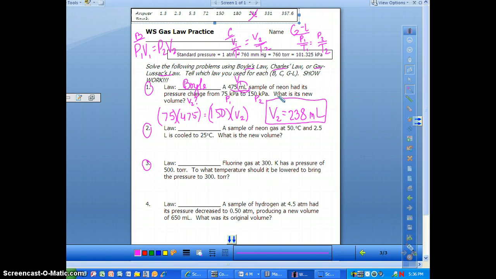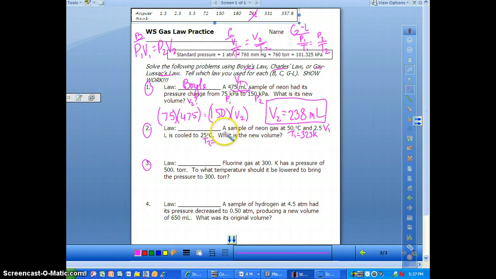Okay, now we're going to look at number 2. We have a sample of neon gas at 50 degrees Celsius. That's our T1. It has 2.5 liters for its volume. That's V1. And it's cooled to 25 degrees Celsius. That's T2. Remember, we need our temperatures to be in Kelvin. So you add 273 to your Celsius temperatures. T1 is going to be 323 Kelvin.